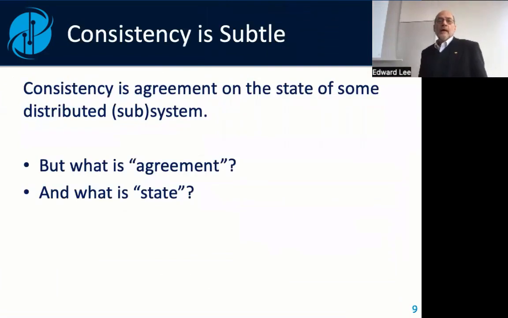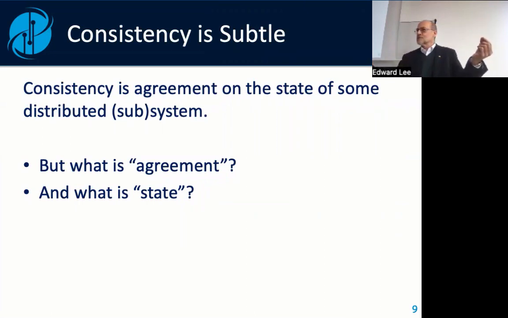Okay. Now, the next thing I'd like to do is probably the primary reason why this paper has gotten rejected several times. Consistency is actually a pretty hard to understand concept. Because naively, it's agreement about the state of some distributed subsystem. But what do we mean by agreement? And what do we mean by state? You could naively say, well, the system has some state, and agreement is that at an instant in time, everyone agrees on what the value of that state is.